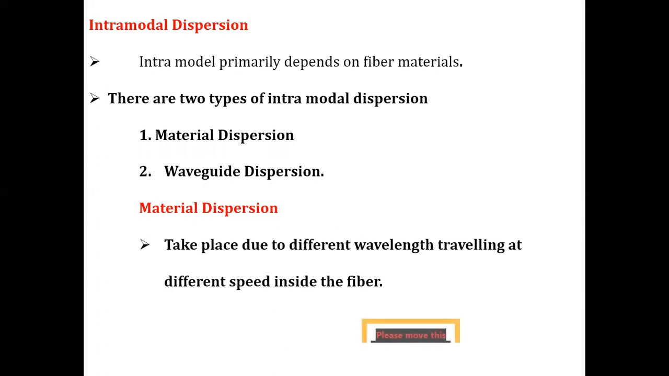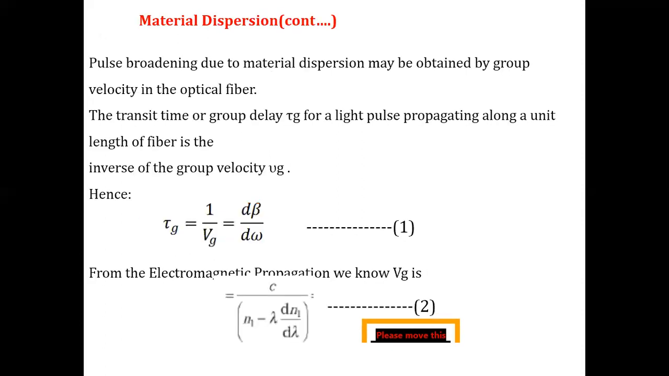Now we will see in detail what is meant by material dispersion. Material dispersion takes place due to different wavelengths traveling at different speeds inside the fiber. So it depends on the velocity of light traveling inside the core. As we know, in the step index fiber and the gradient index fiber, the refractive index is going to change in the gradient index. So the different wavelengths will be traveling at different speeds inside the fiber. Now we'll see how we are going to minimize this material dispersion.